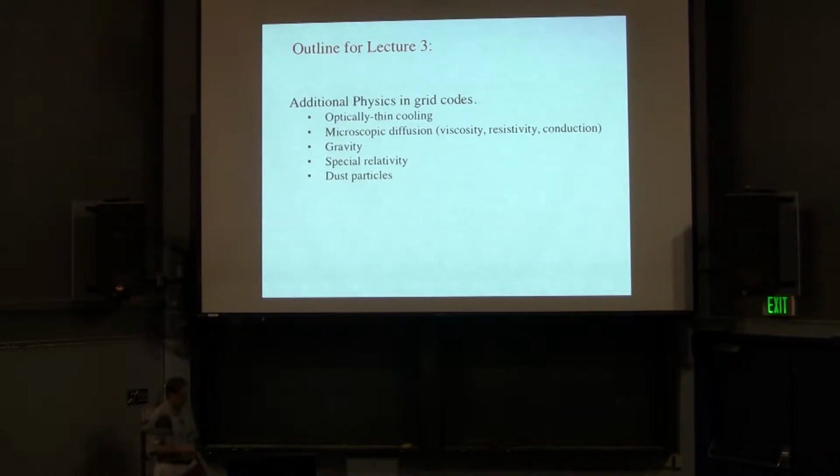I'm just going to pick a few examples of extra physics and how it might be added into a scheme like Athena. So I'll start with something simple like cooling, and we'll talk about something a little more complicated like adding diffusion processes like viscosity and resistivity, and I'll talk about gravity, something that's important to add in many astrophysics problems. And then I'll talk about things that require very substantial changes, something like special relativity, and then adding dust particles. It seemed appropriate, since this is a meeting on star formation, to talk about dust particle gas dynamic interaction.